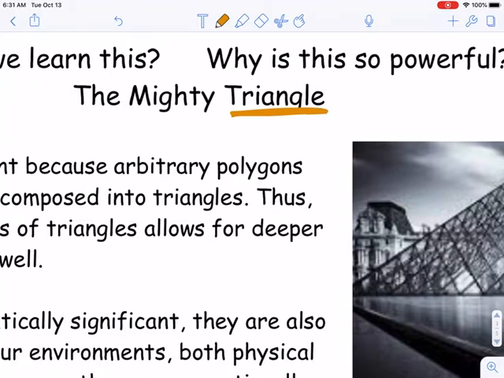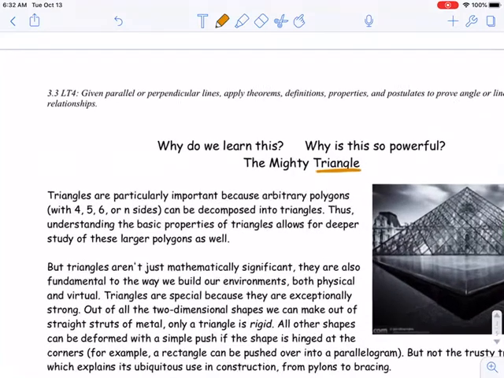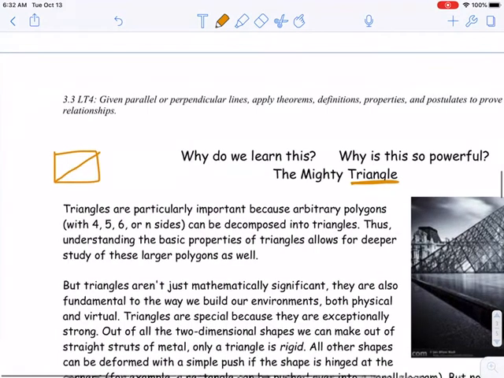And when we talk about polygons in the future, a lot of it just comes down to triangles, all right? So if you love triangles, you're gonna love this class. We talk about them all the time. And if you can really just understand, master the triangle, a lot of things come with that. So we're still kind of building up to the triangle. I copied and pasted this from the internet, but I thought this was good stuff. Triangles are particularly important because arbitrary polygons with 4, 5, 6, or n sides can be decomposed into triangles. So like watch this. Here's a square. I can make it into 2 triangles. Here's a pentagon.